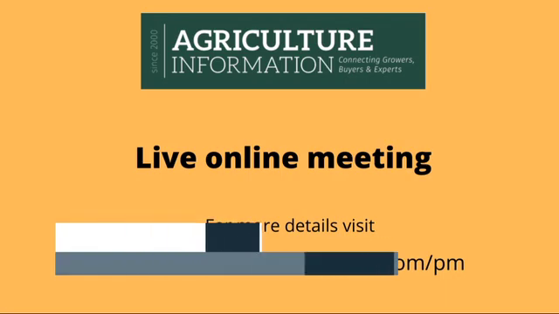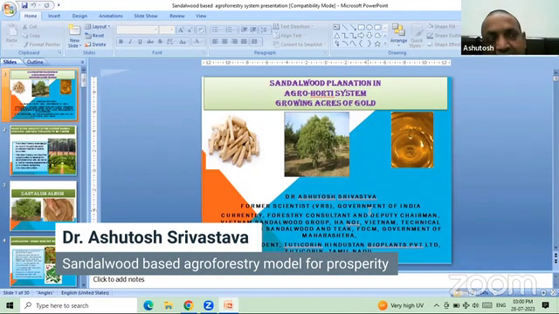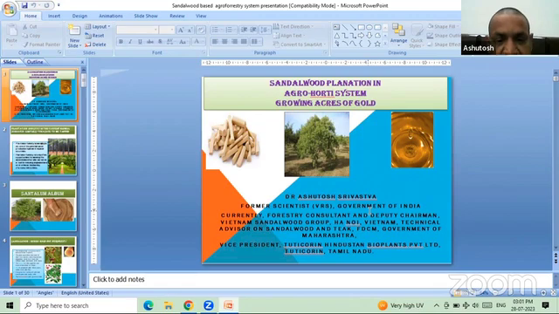I am Dr. Ashutosh Srivastava. I was a scientist in Government of India for around 20 years and then started my own consultancy along with the Tuticorin Hindustan Bioplants Private Limited, for which I am the Vice President. And also I am technical consultant in Maharashtra government for sandalwood and teak, and advisor to Vietnam government on sandalwood.